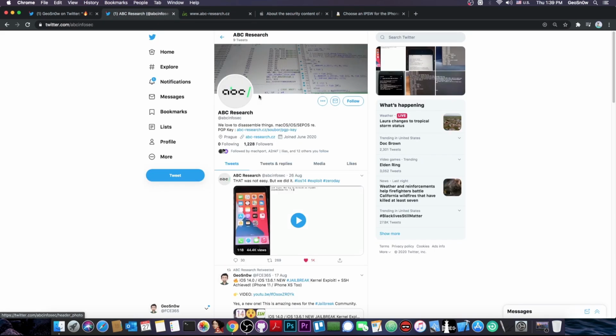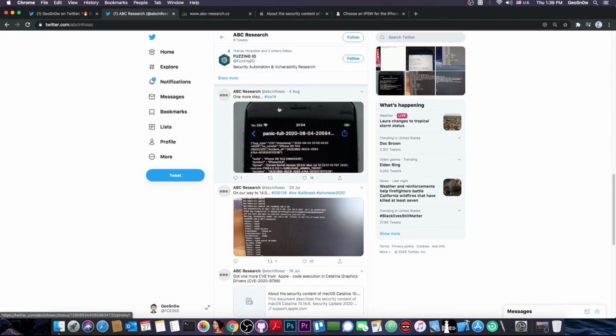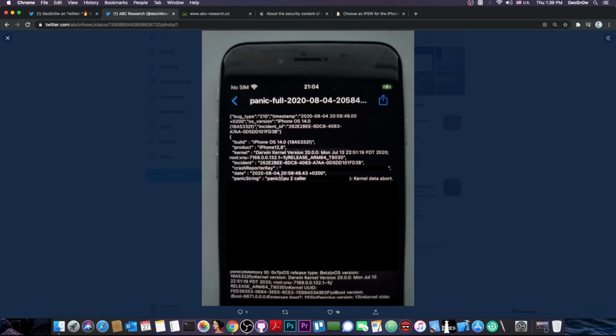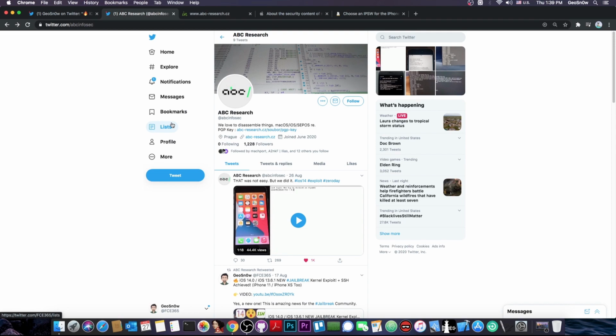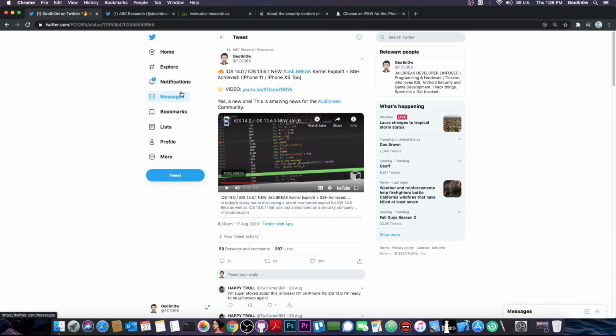They even posted a couple of panic logs in here which confirmed the fact that they do have a bug. And this panic log was actually generated on iOS 14. So the bug definitely works on iOS 14. So for the moment I have no idea whether or not they are going to release this bug, but we do know that this can be indeed used for a jailbreak. However, as I said, there is no mention of TFP0, but it doesn't necessarily have to be.